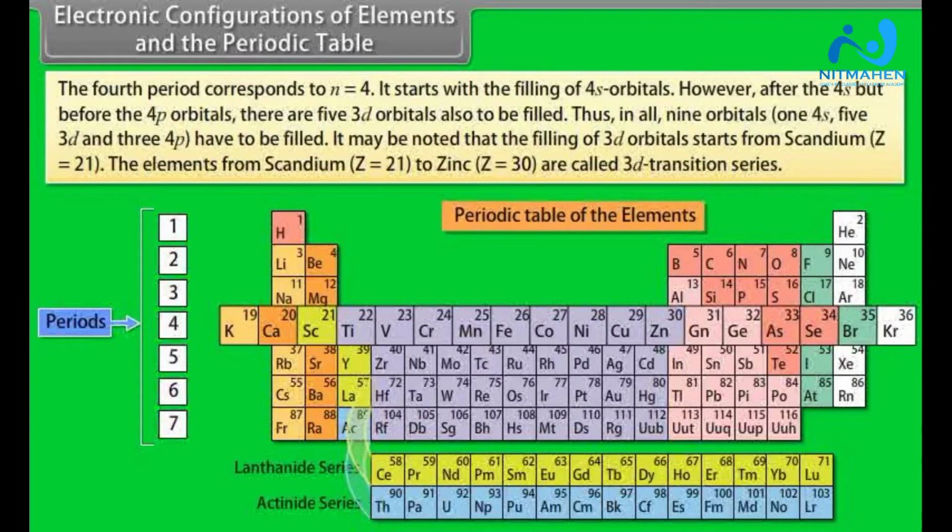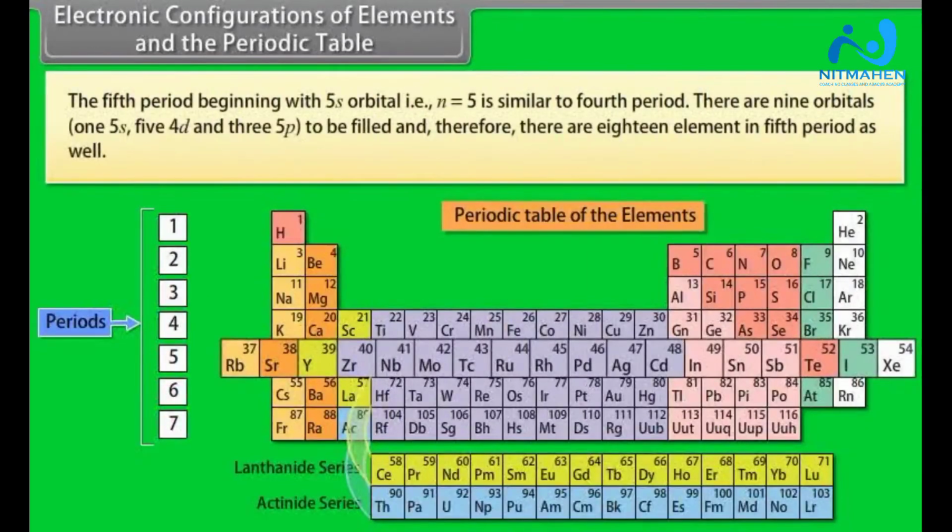3d transition series. The fifth period beginning with 5s orbital, that is, n equals 5, is similar to the fourth period. There are 9 orbitals, 1 5s, 5 4d and 3 5p to be filled, and therefore there are 18 elements in the fifth period as well.